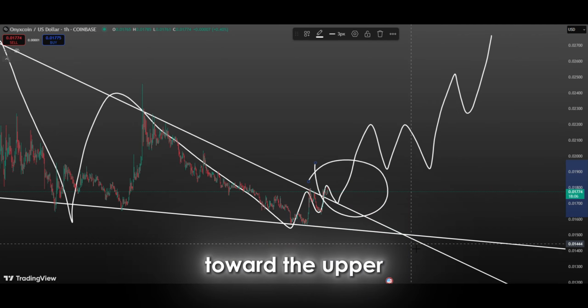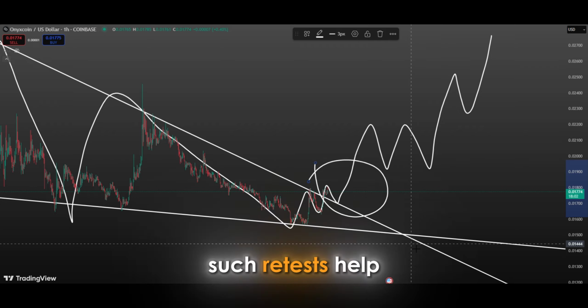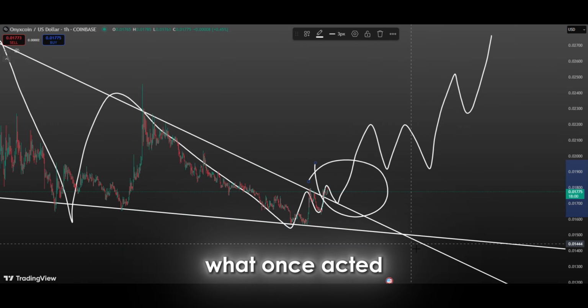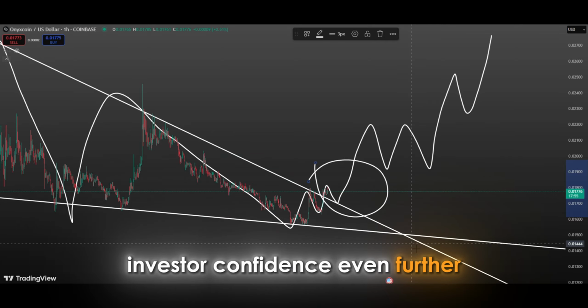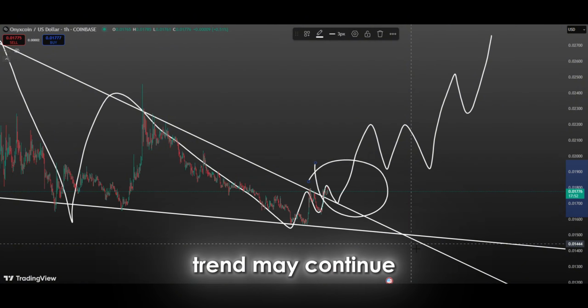A pullback toward the upper trend line of the wedge after the breakout is also quite natural and represents healthy market behavior. Such retests help lay a more solid foundation for new upward moves. What once acted as resistance now turns into support. As the market prepares for a new rally, maintaining price above this level boosts investor confidence even further. Recovery signals after the retest offer hopeful signs that the uptrend may continue.